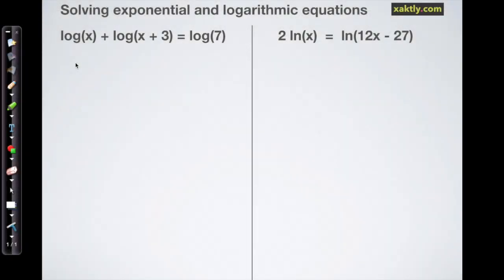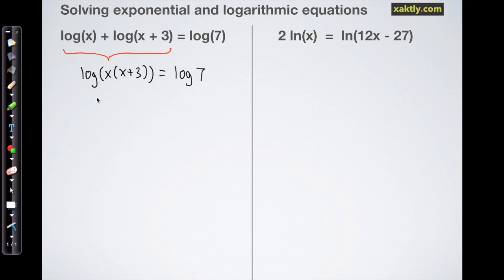Okay, let's solve a couple log equations. We'll start with the one on the left. In problems like these, what we want to end up with is a single log on each side. So we want to use the laws of logs to take this left side and express it as a single log. And we know from the laws of logs that a sum of logs is just the log of a product. So I can write that like this.